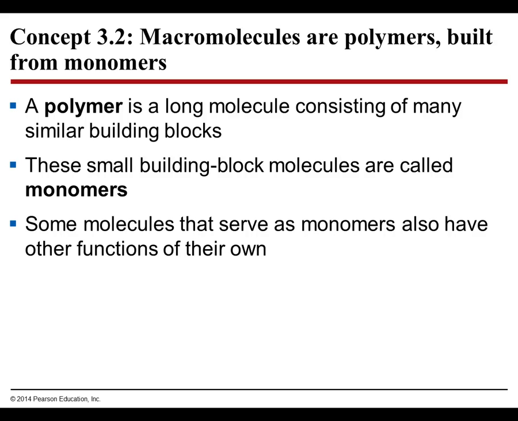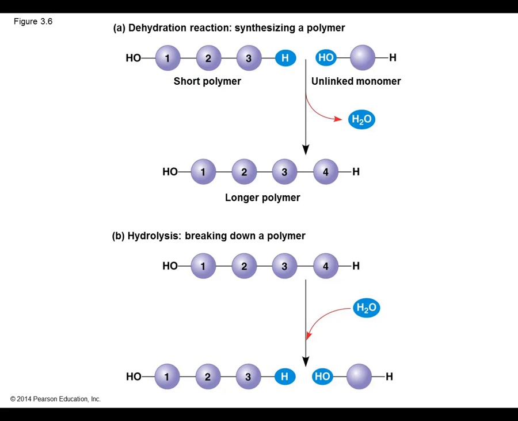The next concept here is polymers and monomers. A polymer is a long molecule consisting of many similar building blocks. These small building block molecules are called monomers. Some molecules that serve as monomers also have other functions on their own. Cells make and break down polymers by the same process.